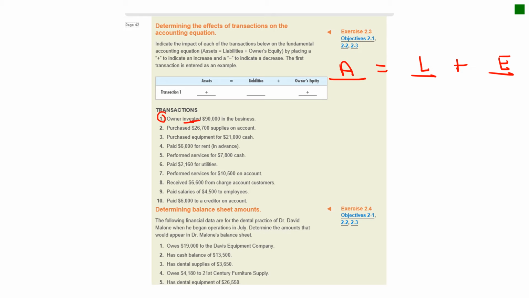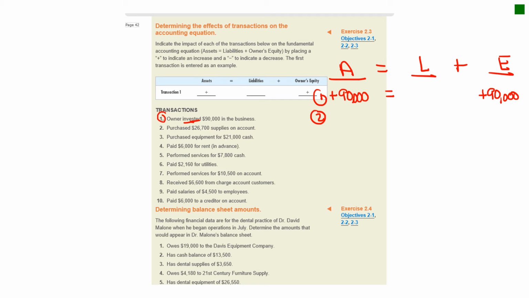The owner invested $90,000 cash into the business. So cash is an asset. So you do plus 90,000 on the asset side, and you'll find out later on that all investments are considered equity or capital types of transactions. You'd also put the plus 90,000 under the equity. So that would be the first one.